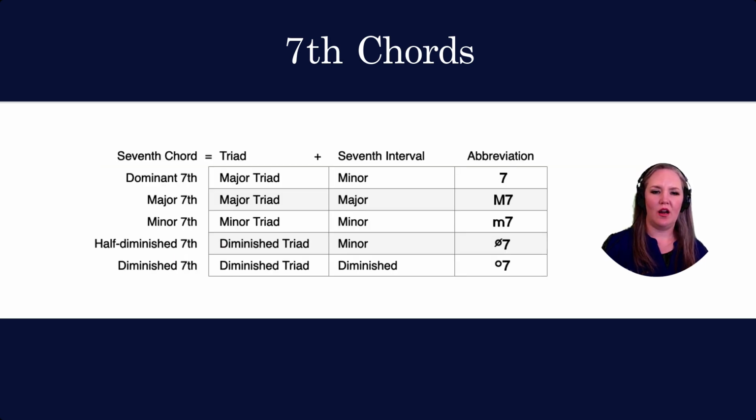So here are the 5 common types of 7th chords. They're either built on a major triad, a minor triad, or a diminished triad. And then you add the 7th interval, either a minor 7th, a major 7th, or a diminished 7th. And the different chords are the dominant 7th, and here is the abbreviation that you add to these chords. So dominant 7th, major 7th, minor 7th, half diminished 7th, and diminished 7th.